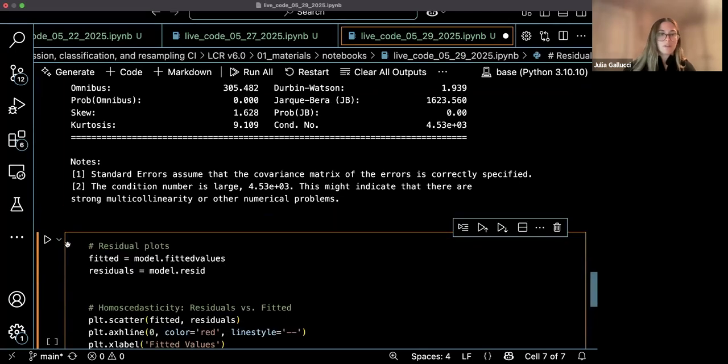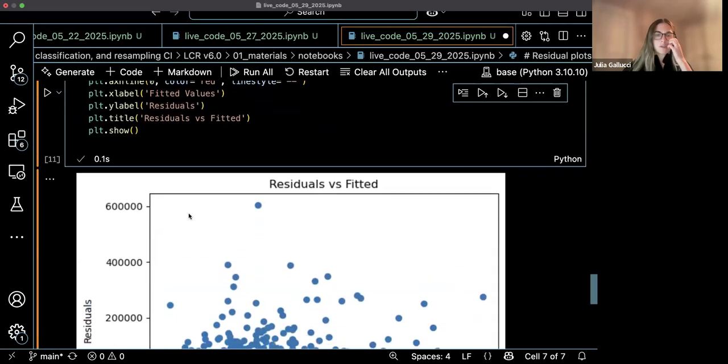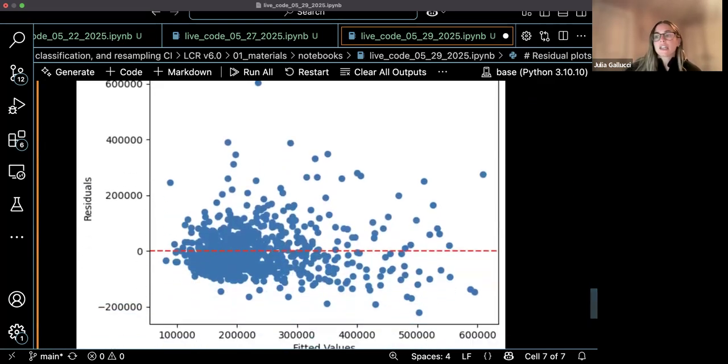Oops. Okay. So this is what our plot looks like. And here we can see that the spread of the residuals is constant. So basically the assumption is met.